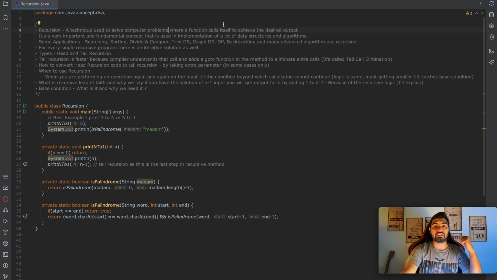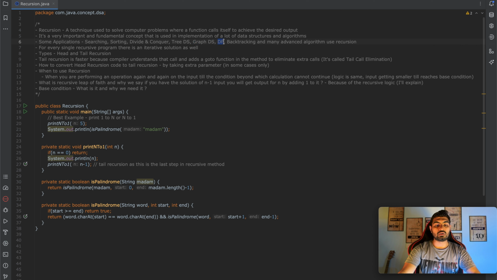But that's not the complete definition, right? It's a very important and fundamental concept that is used in the implementation of a lot of data structures and algorithms. We have already implemented trees and all, right? And we have used recursion in almost every single implementation. So recursion plays a very important role in their implementation. It is used in searching. We used recursion in binary search. Sorting, if you remember, we used it in merge sort and quick sort, which is actually a divide and conquer algorithm. We used it in a lot of implementations in tree data structures. We are going to use it in graphs as well.